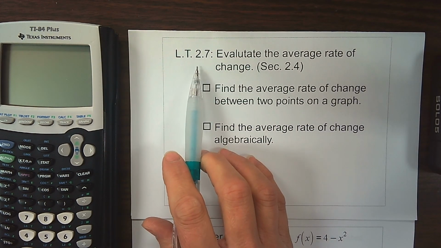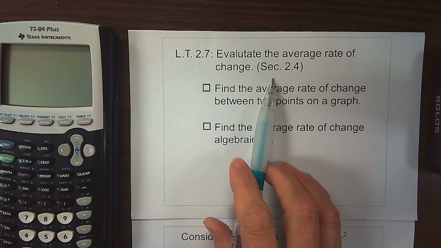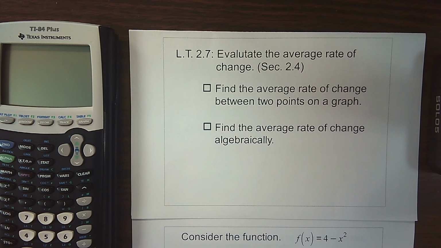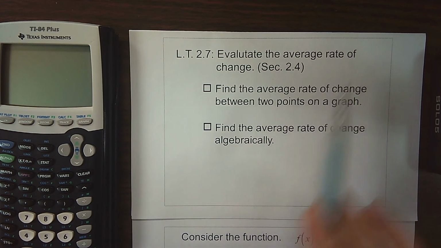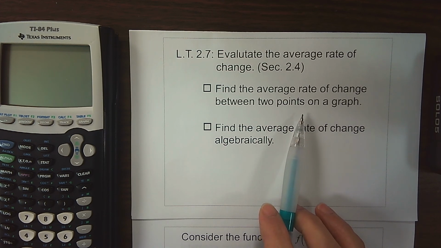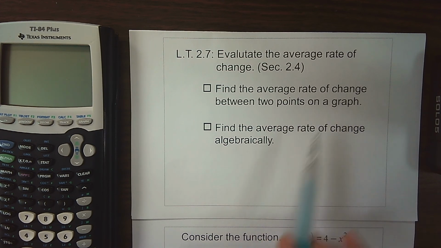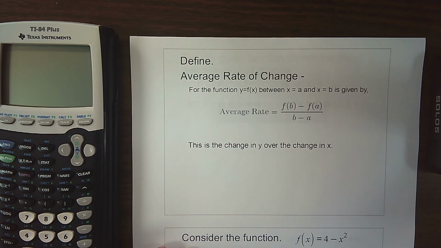That's Learning Target 2.7, but it is from section 2.4 in our new pre-calc textbook. When we think about finding the average rate of change, we want to be able to do that in two ways. First of all, by using a graph, and secondly, in an algebraic way. We're actually going to begin with the algebraic approach.